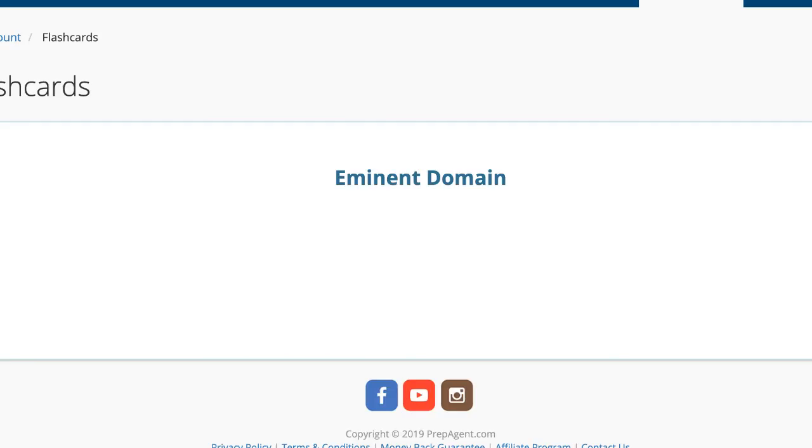Okay, eminent domain is when they take the property for public use. My question of the day will be, what is the difference between eminent domain and police power? What is the difference between eminent domain and police power? What do you guys think? Eminent domain and police power.